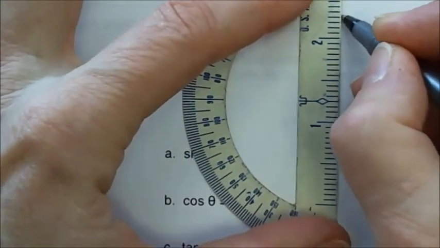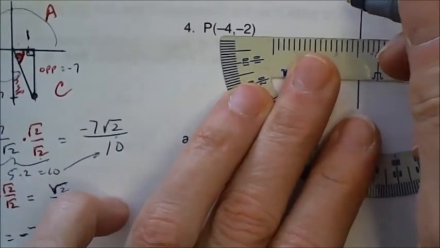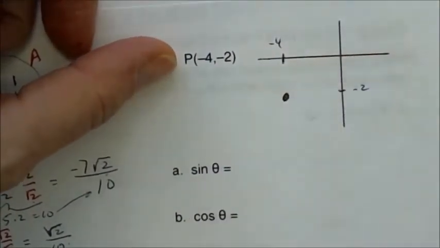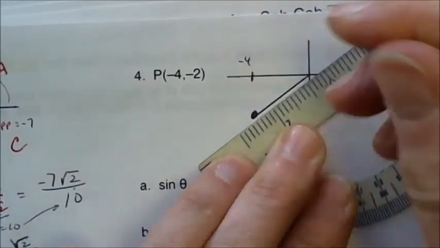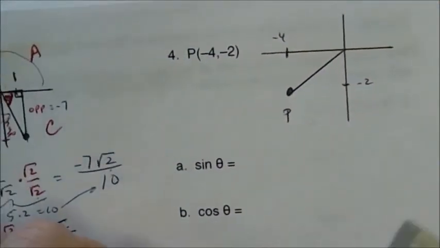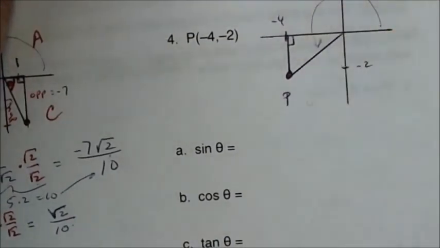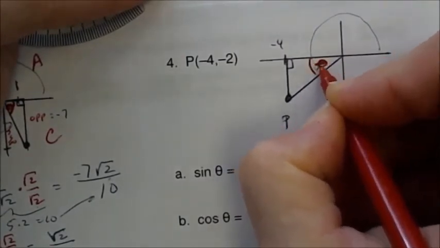Okay, last but not least, you've got this point called negative 4, negative 2. All right, so we're going to go back here, negative 4. We're going to go down here, negative 2, plot our point, connect it with the origin. Our point P. And then we're going to connect the point P with the x-axis, make a right triangle, and this is our angle theta, but this angle theta really has the same characteristics as this angle theta inside here, so let's call this our angle theta.